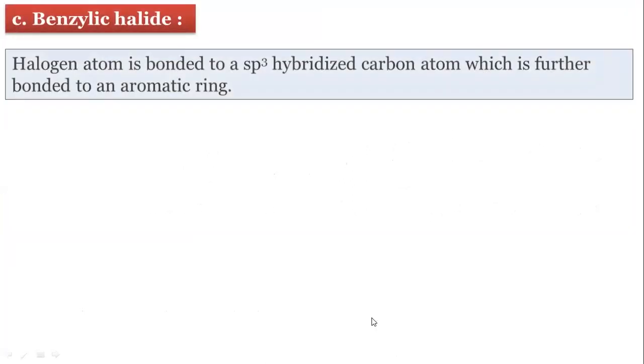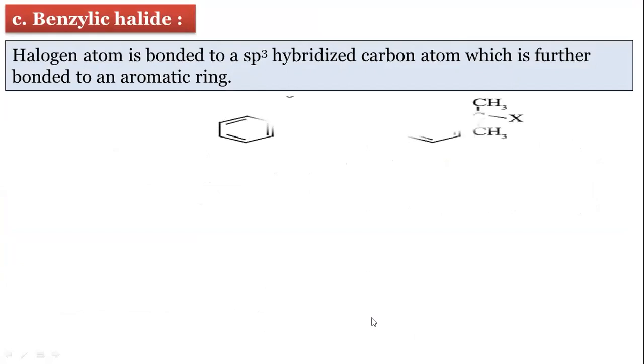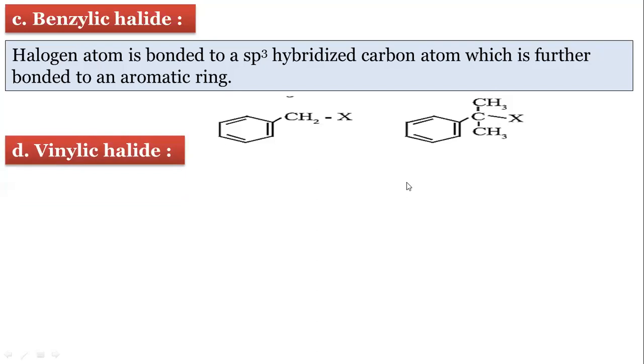Then benzylic halides: the halogen atom is bonded to an sp3 hybridized carbon atom. See, X is attached to an sp3 hybridized carbon atom, and this carbon atom is bonded to the benzene ring. If such a structure is there, it is called benzylic. In these examples also we can see X is bonded to an sp3 hybridized carbon, and this carbon is bonded to the benzene ring. This is called benzylic halides.